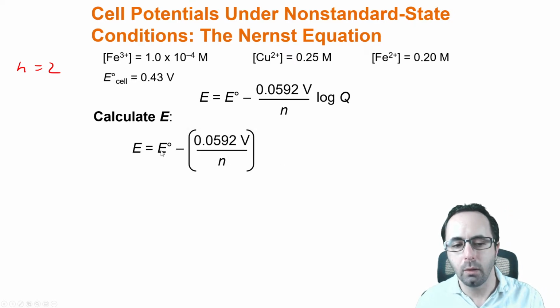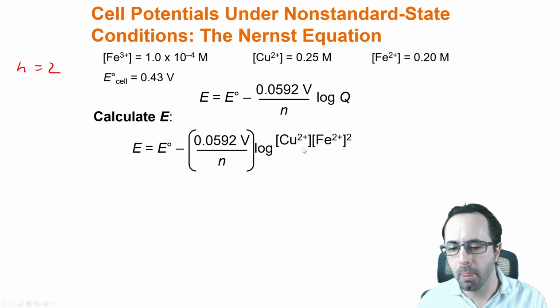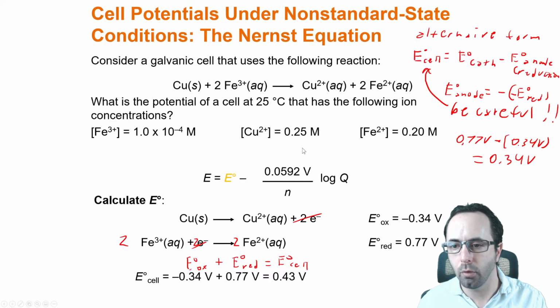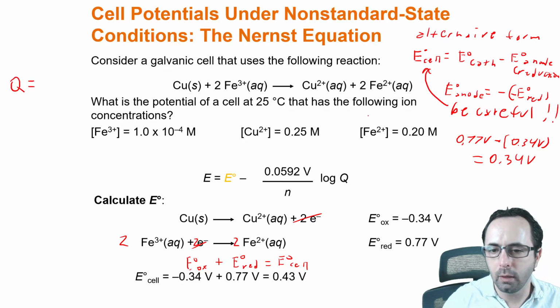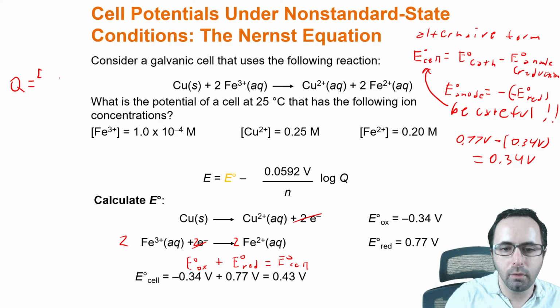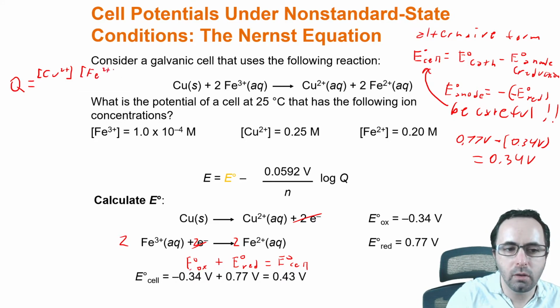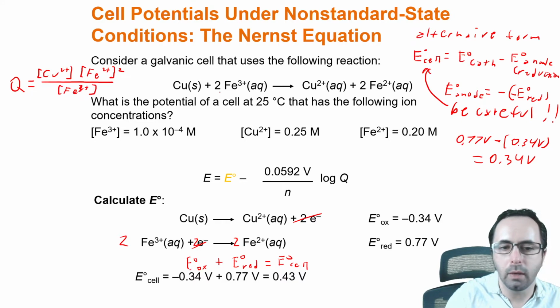So we've got E equals E standard minus 0.0592 over N times the log of, okay, now we're going to put in Q. So the reaction was, and actually I want to write it here so that you can see it. So Q here is going to be products over reactants. So it's going to be the copper concentration times the iron 2+ concentration squared over the iron 3+ concentration, the reactant, squared.